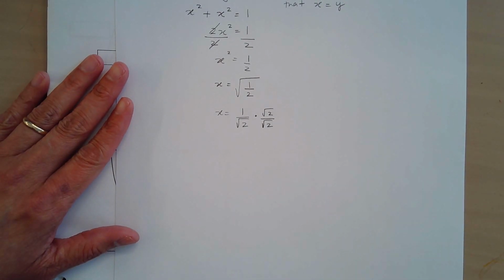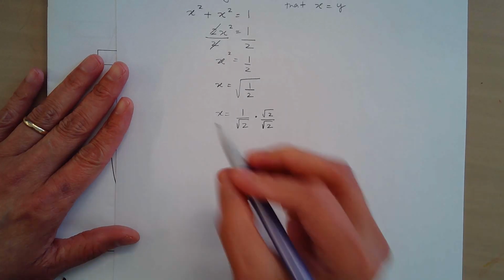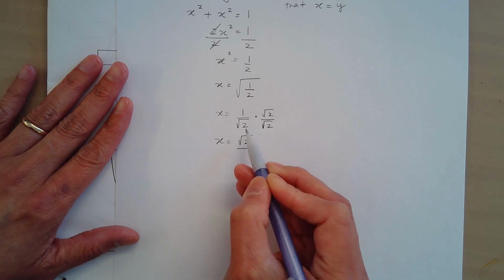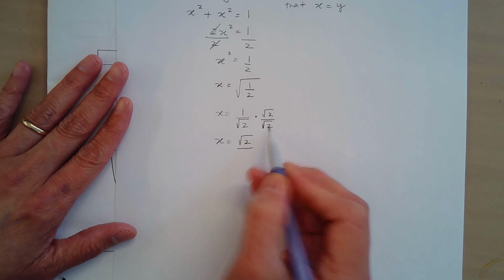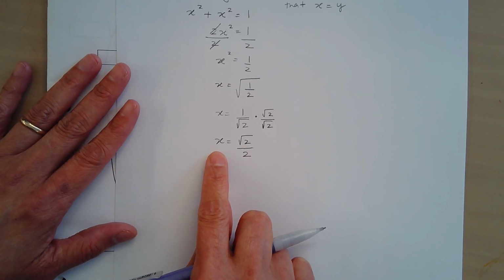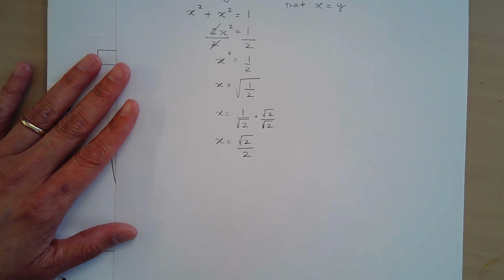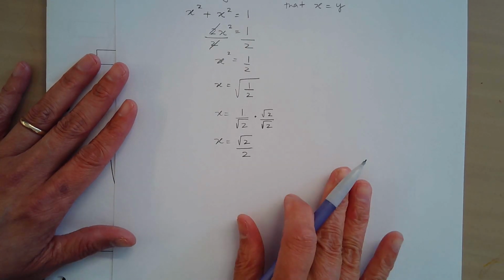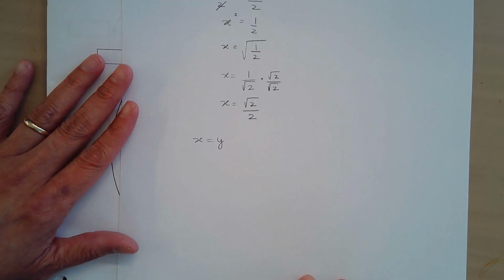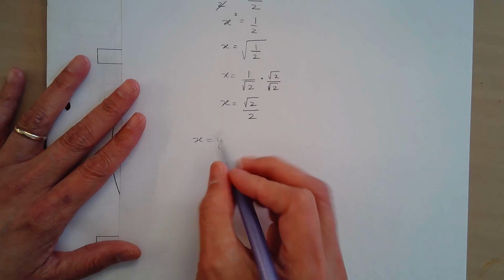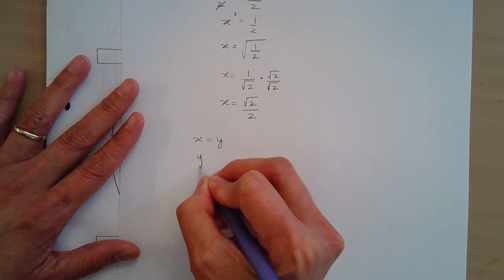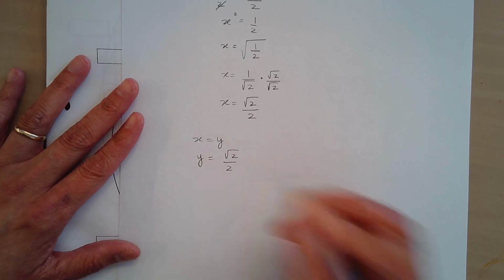Does everybody agree that root 2 divided by root 2 is equal to 1? Let's simplify that. Root 2 times 1 is root 2. Root 2 times root 2 is root 4, and root 4 is 2. So x is equal to root 2 over 2. Okay, so we figured out x, but again, we said x is equal to y, right? So that means if x is root 2 over 2, then y also must be root 2 over 2.